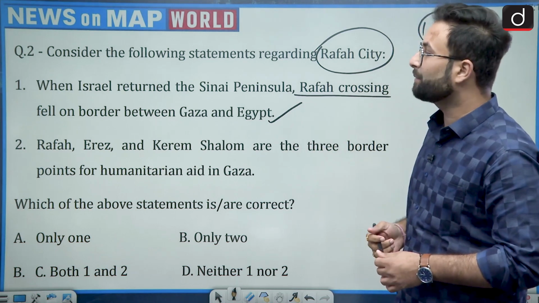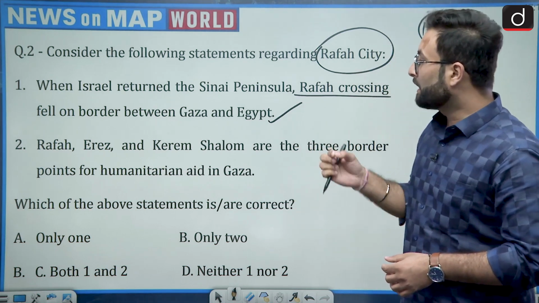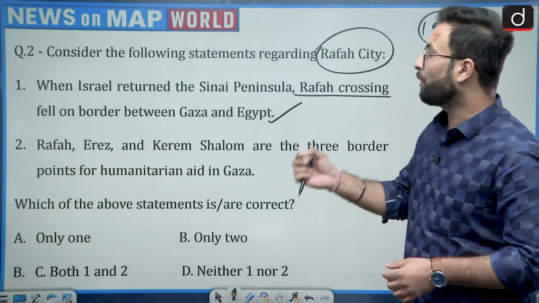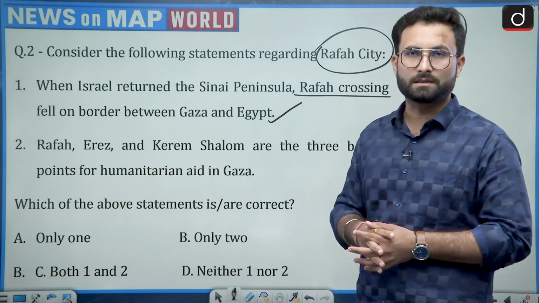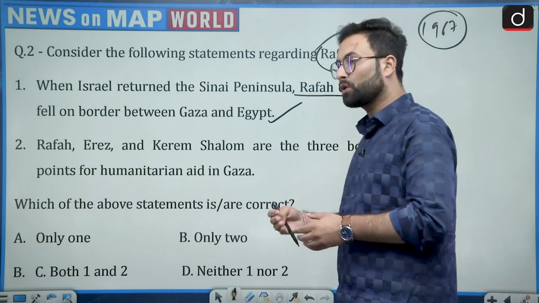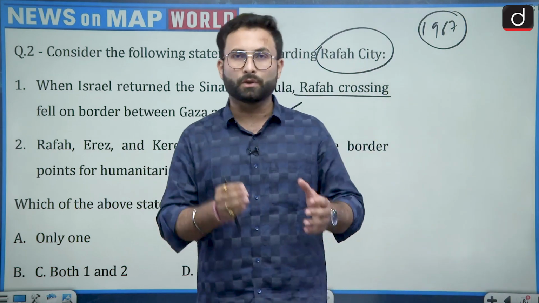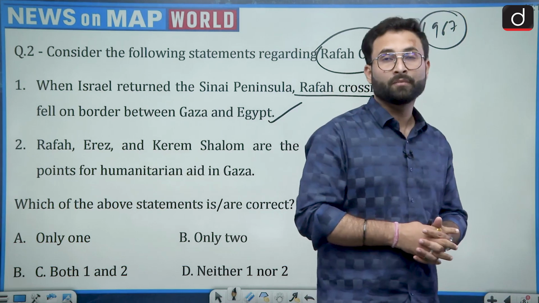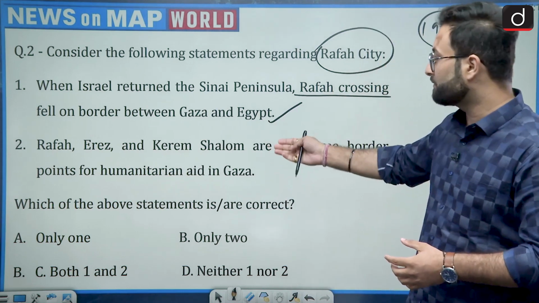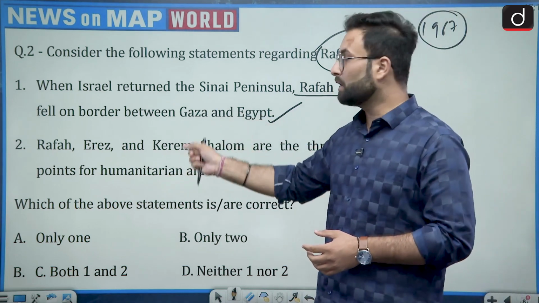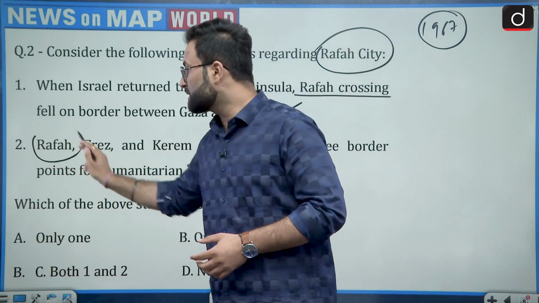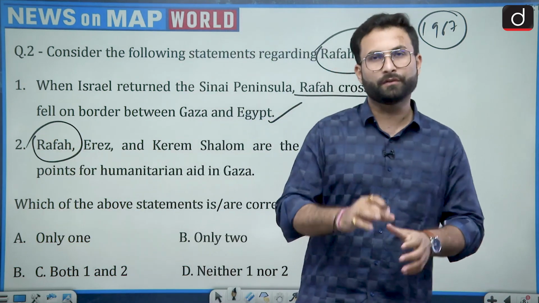Now coming to the second statement: Rafah, Erez, Karem Shalom are the three border points for humanitarian aid in Gaza. When this war-like situation is going on over there, and Israel's war activities are going on in Gaza, there are three crossings which have been in the news, out of which only one is basically there for humanitarian aid. Okay, we will see why.